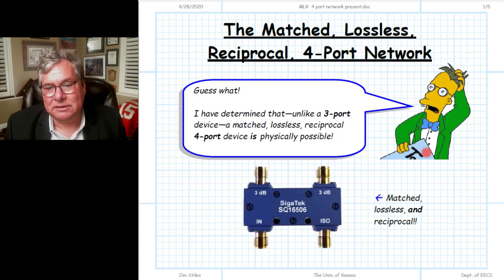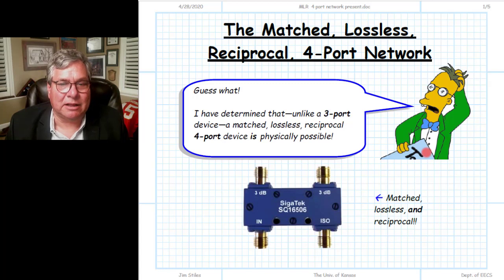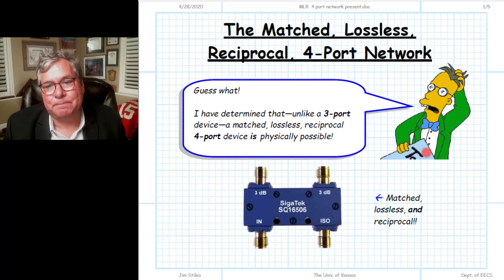There are scattering matrices, 4x4 matrices, that will be symmetric and unitary, and will have zero value diagonal elements, and therefore it is possible to build a four-port device that's matched, lossless, and reciprocal. And so let's look at what the scattering matrix for such a device would look like.